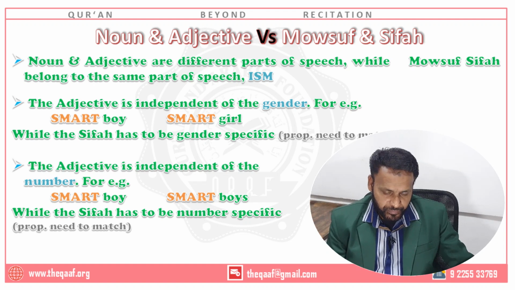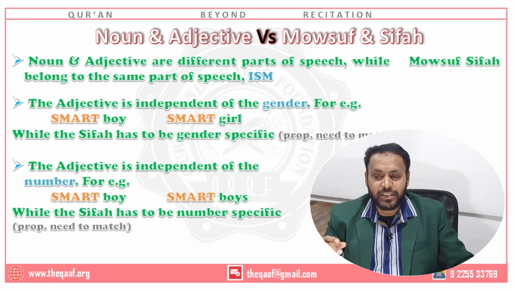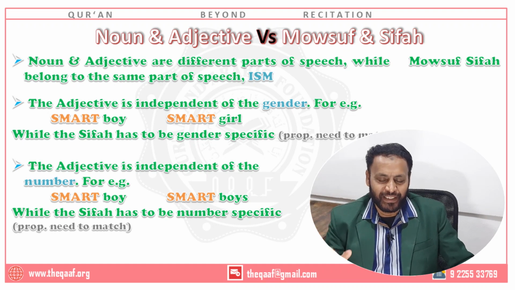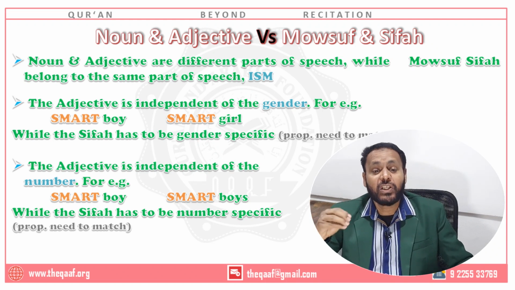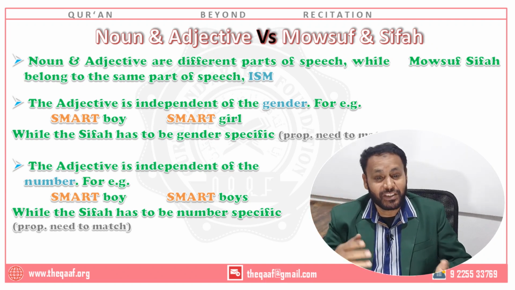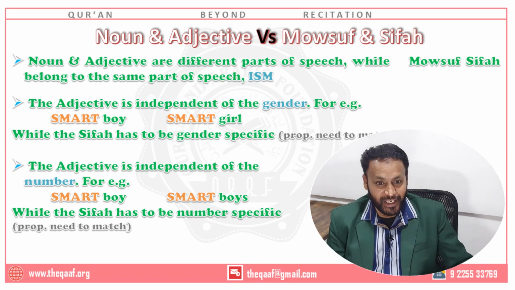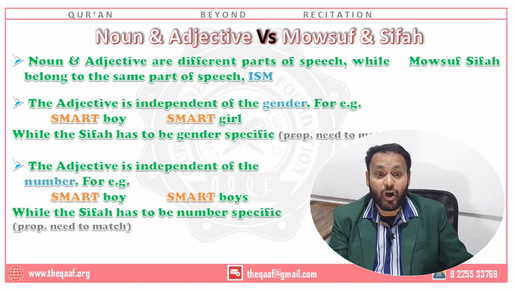Third difference. In English, it does not matter whether it's a single entity or a dual entity or a plural entity. The adjective remains the same. Good boy, good boys. Good remains good. Genius boy, genius boys, genius girls. The adjective does not change in gender. It also does not change in number. Genius remains genius. Good remains good. Good does not become goods. If it becomes goods, then it's a different meaning. It becomes merchandise, right? So in English, it is independent of number.